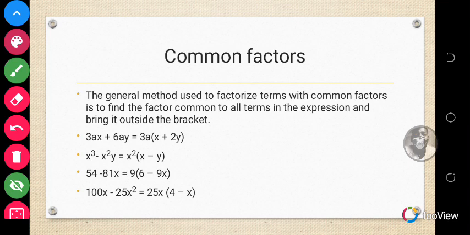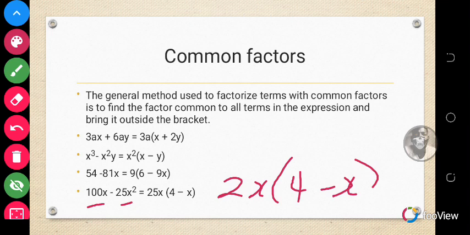So let's look at 100x minus 25x squared. You realize that 25x can go here, 25x can also go here. So when 25 goes here, you are going to get 4. So let's put 25x outside. We'll be having 4, and then 25x will go into x squared. It will be left with just a single x.